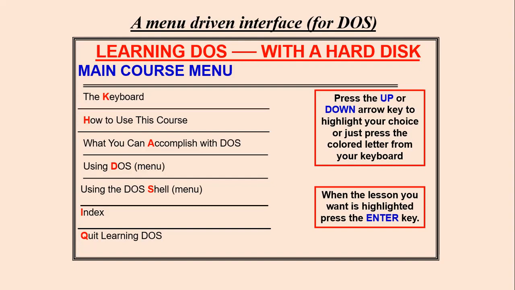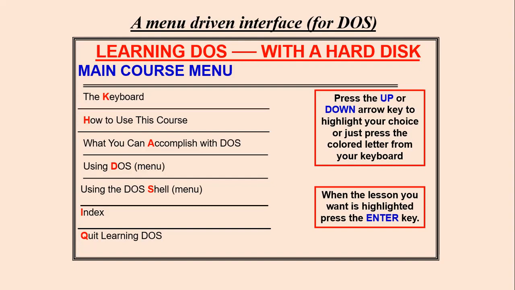When you press H, you'll be choosing the option for how to use this course. When you press A, in this case, it means that you are displaying the content and what you can accomplish within this operating system. If you want to know how to use DOS, you press D on your keyboard. If you want to use the DOS shell, or what we are calling the shell for the disk operating system, you require to press S. Index, you require to press I. If you want to quit from learning the disk operating system in a menu-driven operating system, you would press Q on your keyboard.